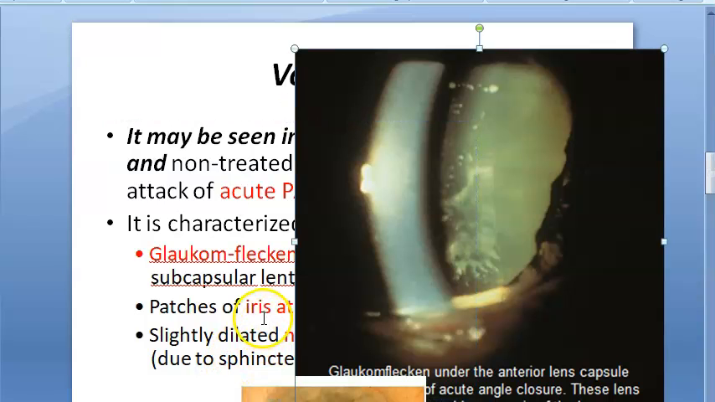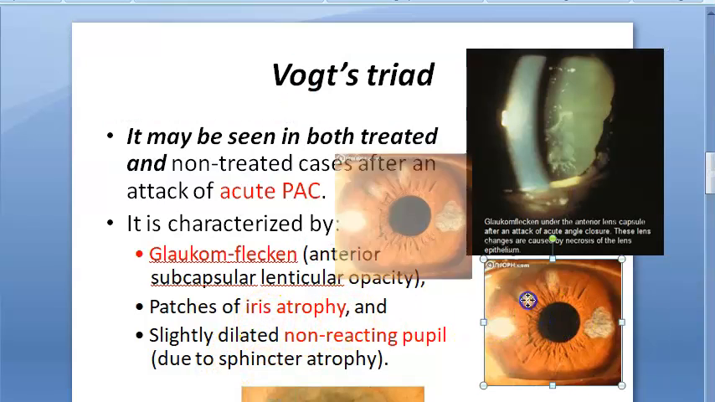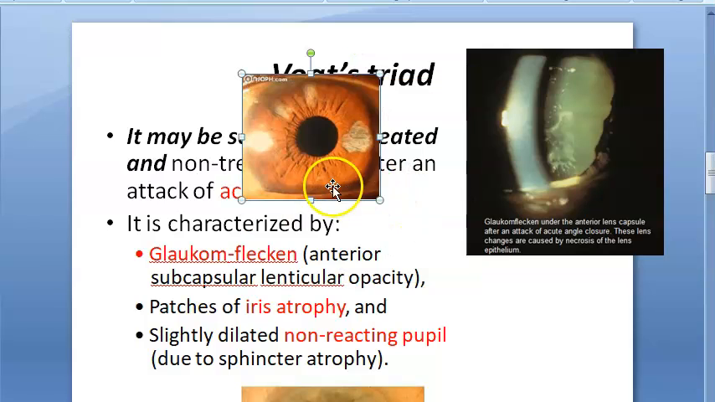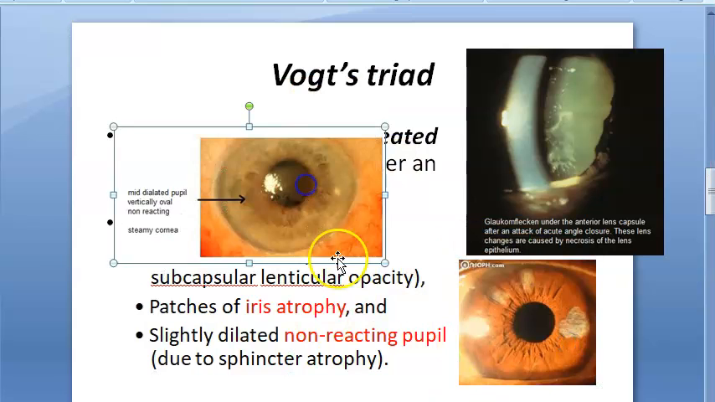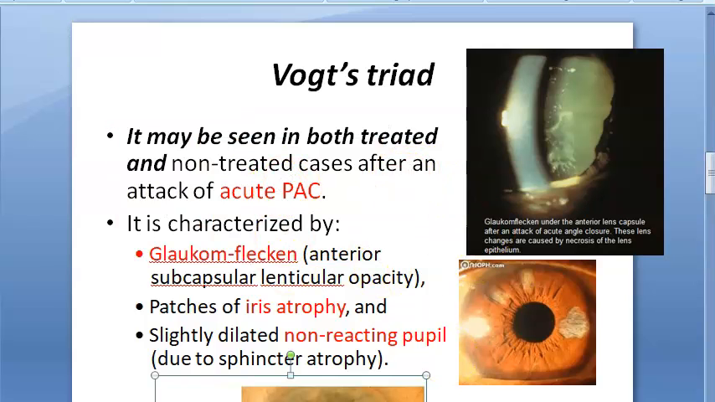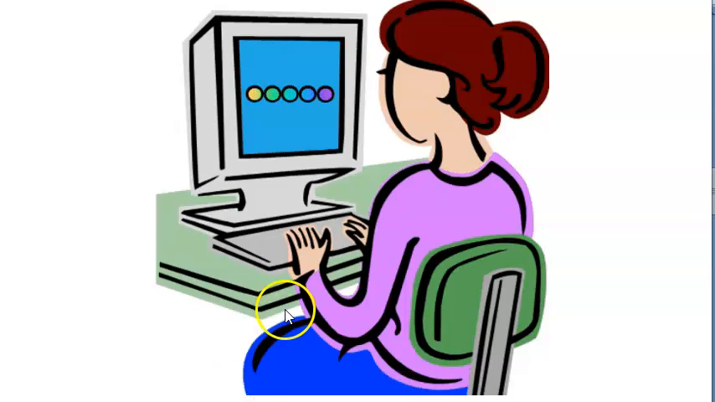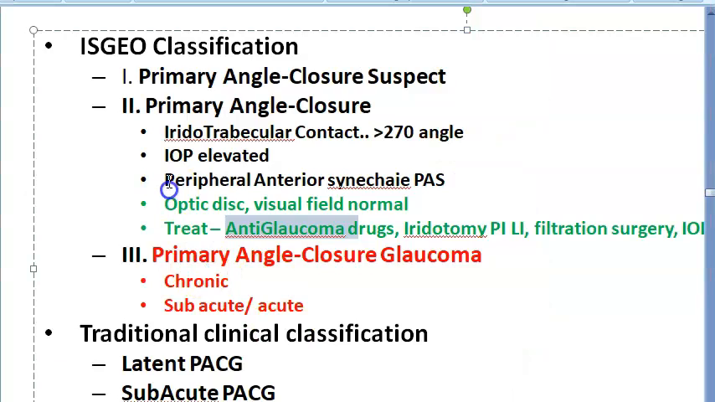Then they can have patches of iris atrophy. Iris atrophy can occur in people who have angle closure, so next time you see a person with iris atrophy, you can ask if there is a history of angle closure. Then they can have a slightly dilated non-reacting pupil due to sphincter atrophy. So this is Vogt triad. A separate video is there, so you have understood Vogt triad. Where will you see it? In primary angle closure. So guys, we are done with primary angle closure suspect and primary angle closure.